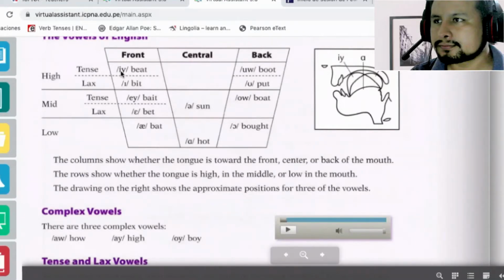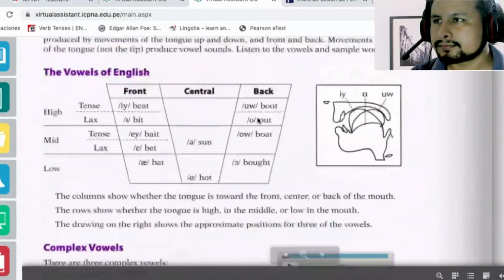So you will be able to pronounce any word in English. That is the objective at the end of this course, that you can pronounce any word in English. If you can recognize the phonetic symbols, that means that you can pronounce any word. Okay? But you need to learn, recognize the phonetic symbols.